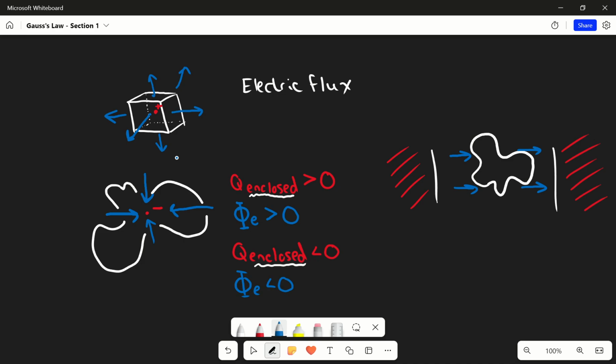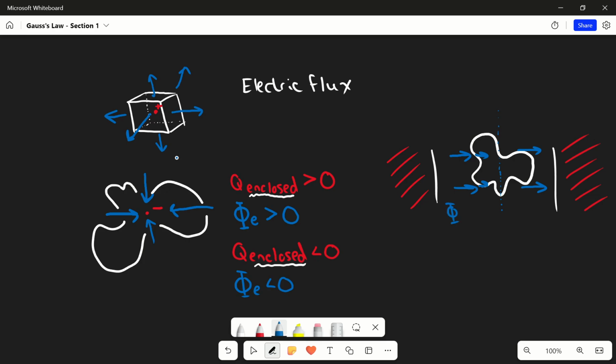What does that mean for the flux? Well, let's split this guy in half here to examine it a little bit better. On this side, it looks like the electric field is flowing into the surface, right? It's entering the surface. Well, as we saw here, whenever it's entering our enclosed object, that means that the flux is negative.